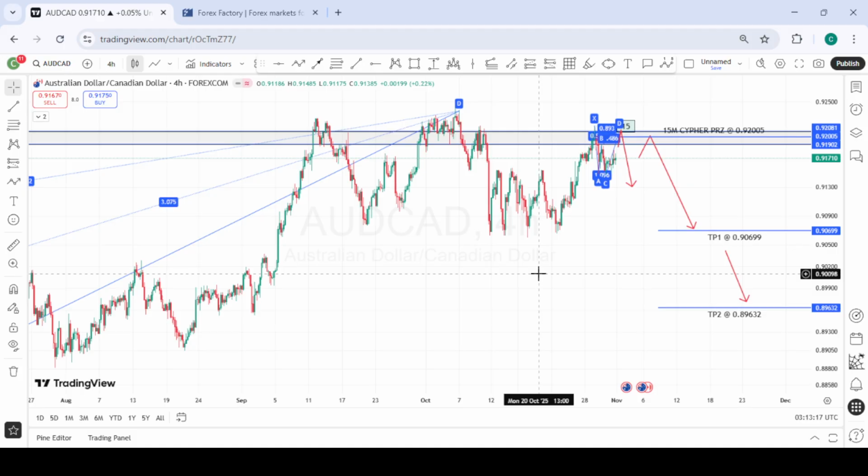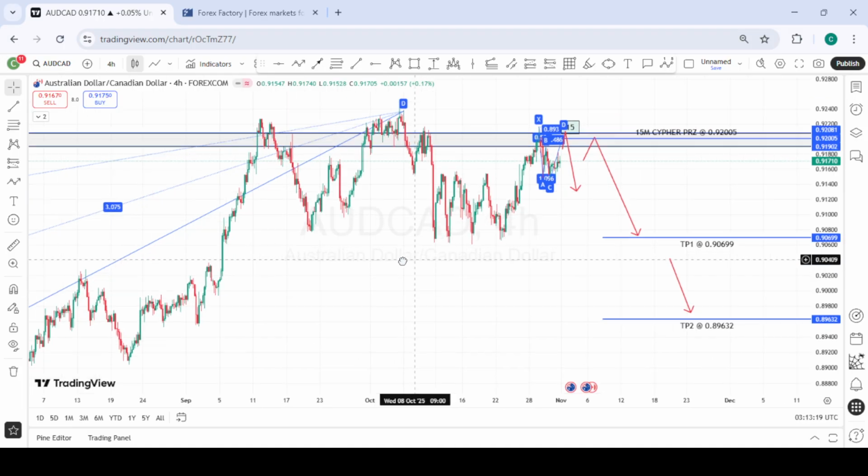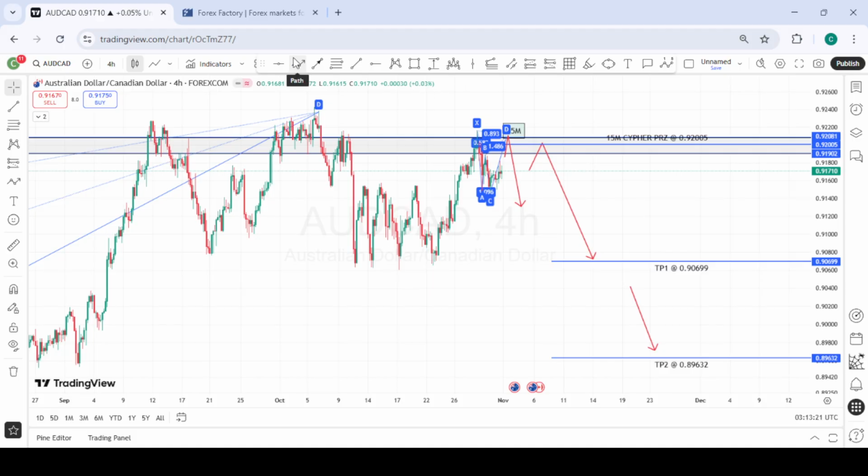We are very bearish on AUDCAD for now. This can only shift bullish if price violates this head and shoulder formation we have here and breaks above and continues the upside movement. Until then, we are extremely bearish for AUDCAD.